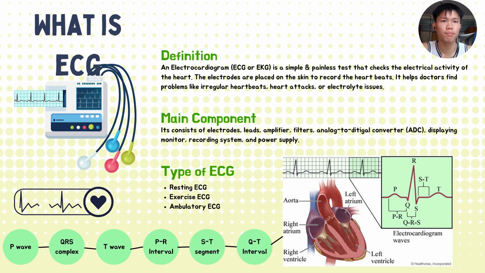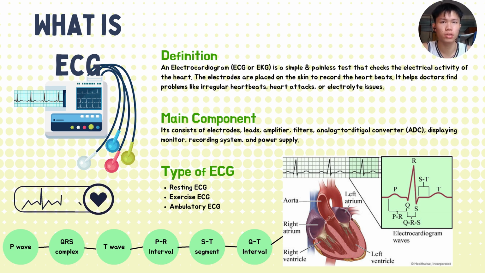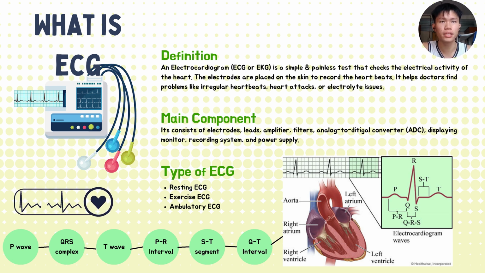An ECG is a simple and painless test that checks the electrical activity of the heart of a patient. The electrodes are placed on the skin to record the heartbeats. It also helps doctors to find problems like irregular heartbeats, heart attacks, or electrolyte issues. By looking at its components, we can find that ECG consists of electrodes, leads, amplifier, filters, analog to digital converter, which is ADC, display monitor, recording system, and also power supply. Also, there are three types of ECG, which are resting ECG, exercise ECG, and also the ambulatory ECG.